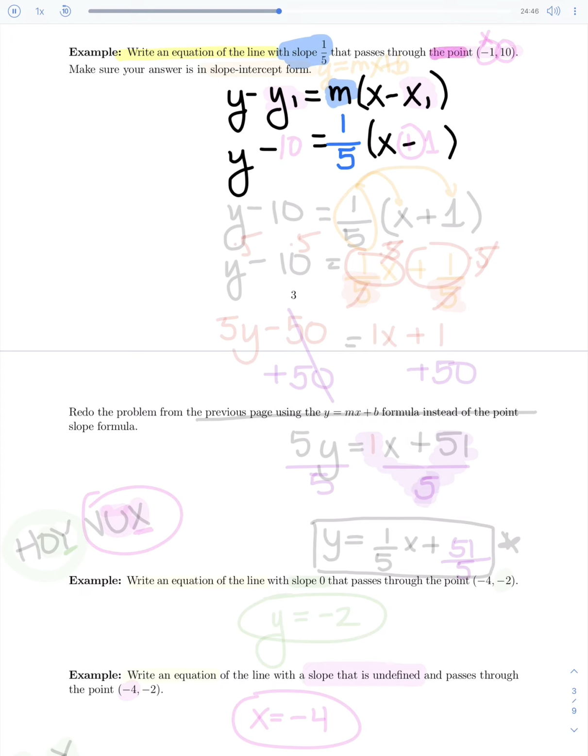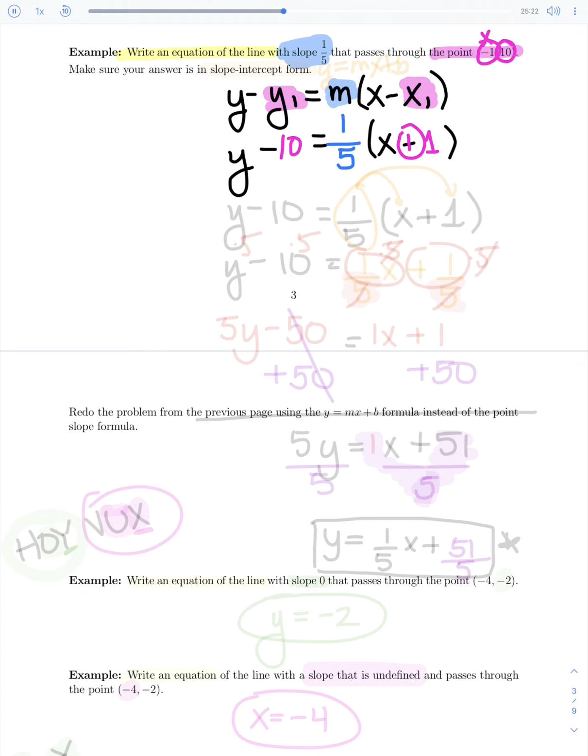Well, I've got the point (-1, 10). So my x1 is going to be the x coordinate from the point. Be careful. Notice the x is a -1, but there's already a negative there, so that will turn the negative back into a +1. Now my y value that's going in for the y1 is just a 10, so I can plug that in normally.